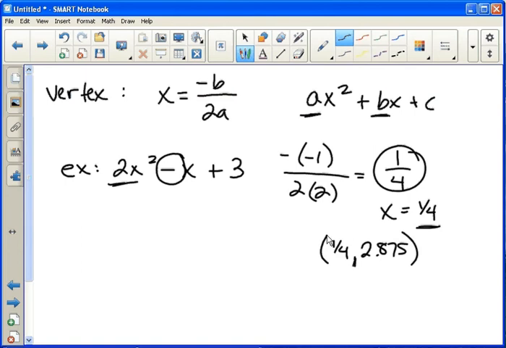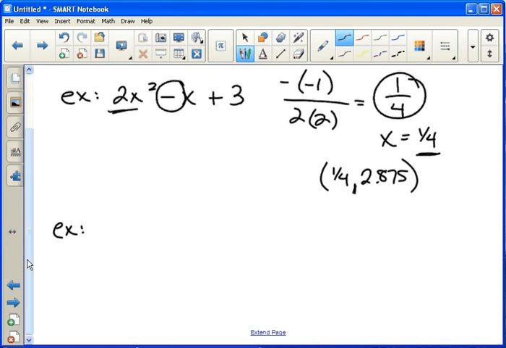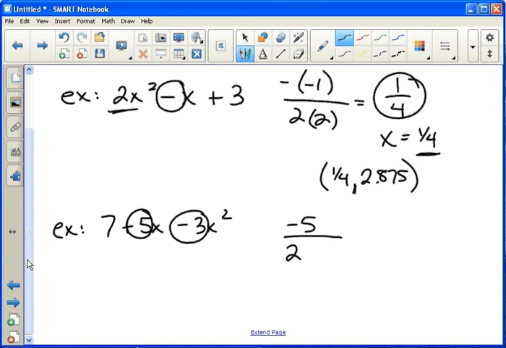Let's try another one. Let's do 7 plus 5x minus 3x squared. Okay, we do negative b over 2a. Well, here's our b, so we'll put negative 5 on top over 2 times a. Here's our a, so we put 2 times negative 3. So our vertex is at negative 5 over negative 6, which is 5/6. So that's the x value. That's important to remember. That's the x value where your vertex is located.